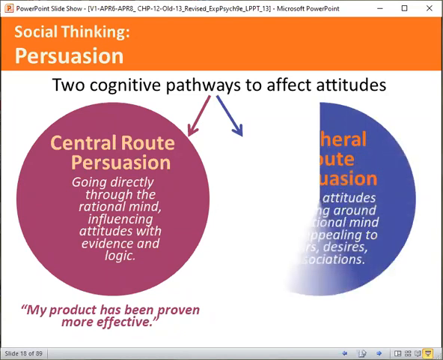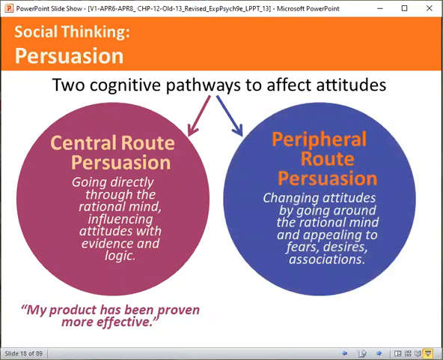Then we have the peripheral route of persuasion, changing attitudes by going around the rational mind. So you don't want to deal with the rational mind here. You go around the rational mind and you appeal to people's fears, desires, and associations. So people who buy my product are happy and attractive, all right?